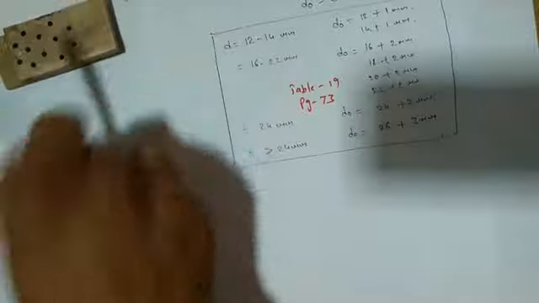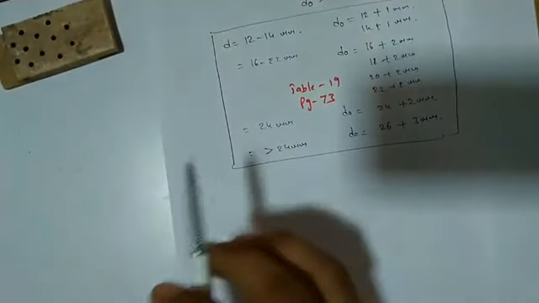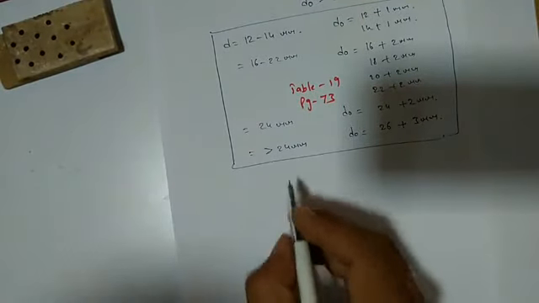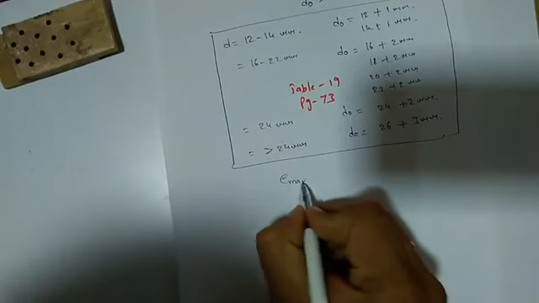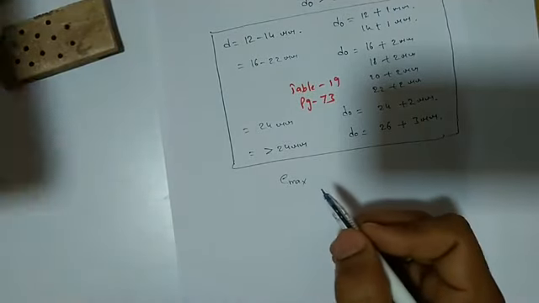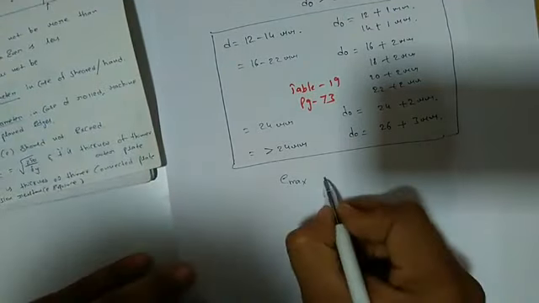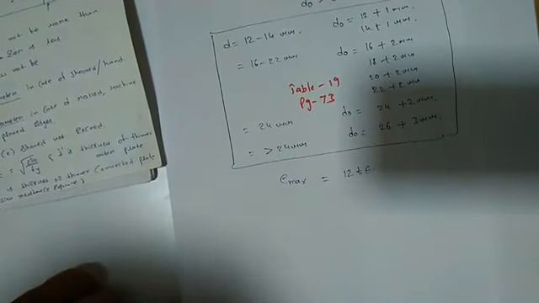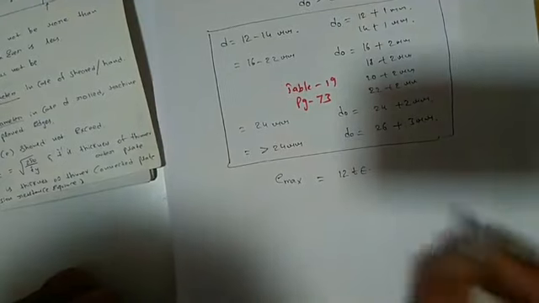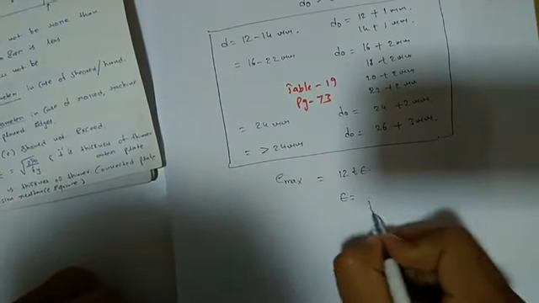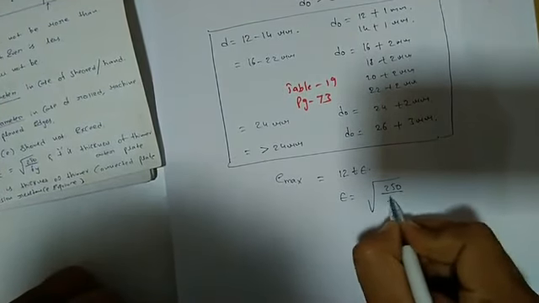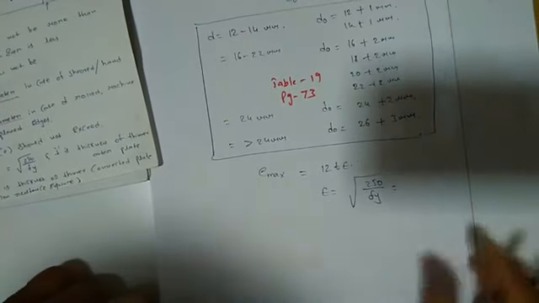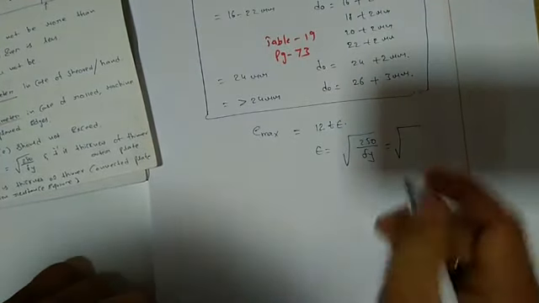Okay, so the minimum edge distance formula is 1.7 times d naught. And what is the maximum edge distance? Maximum edge distance formula is what? Maximum edge distance is equal to 12 t epsilon, where epsilon is equal to root of 250 by fy. What is fy?